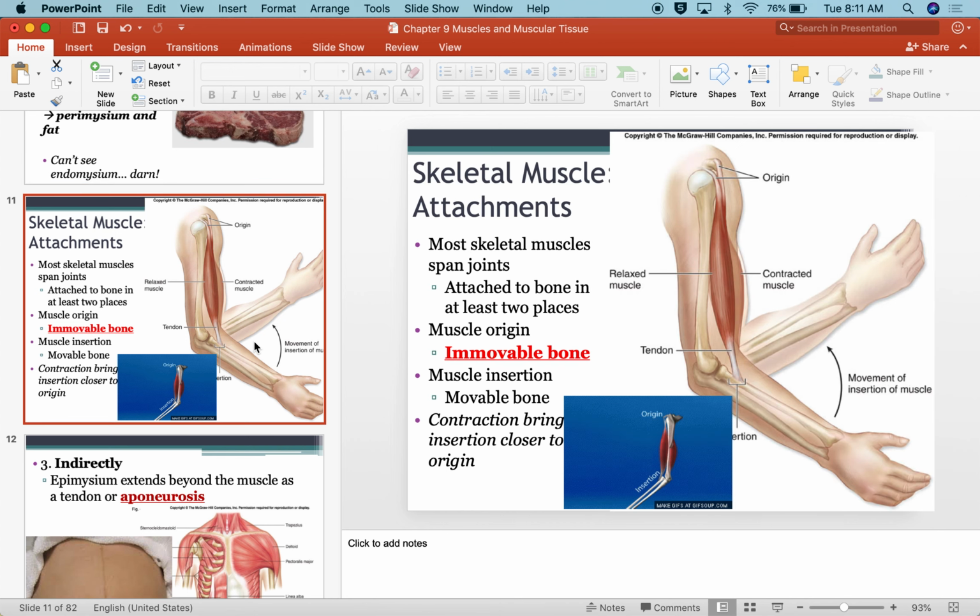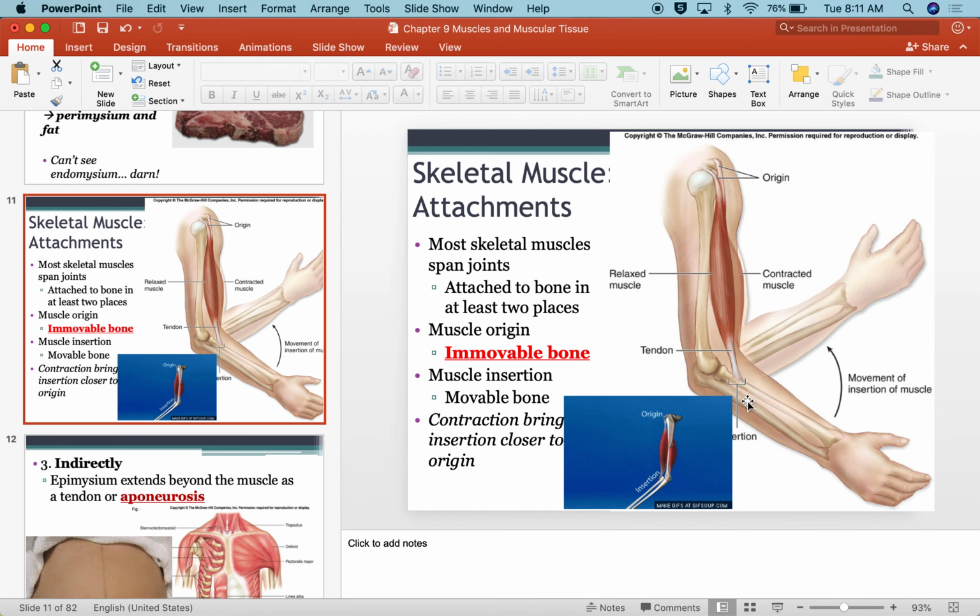All right, so most skeletal muscles span the joints. So when you need to move a joint, obviously like your bicep here, it has to go further than just your humerus here. It has to actually go into your forearm, so it can move this like a lever.